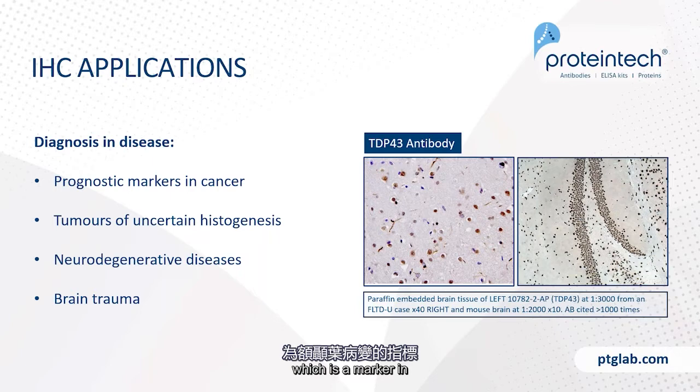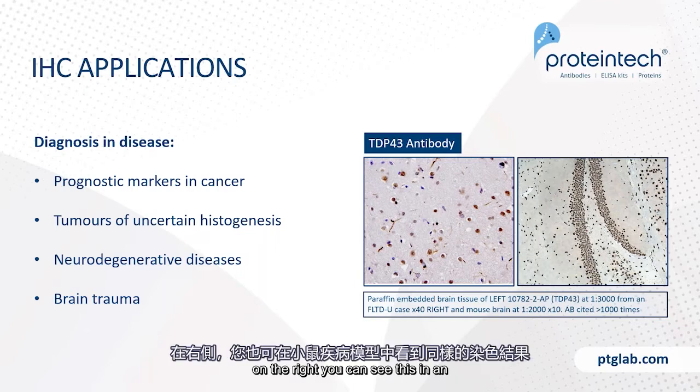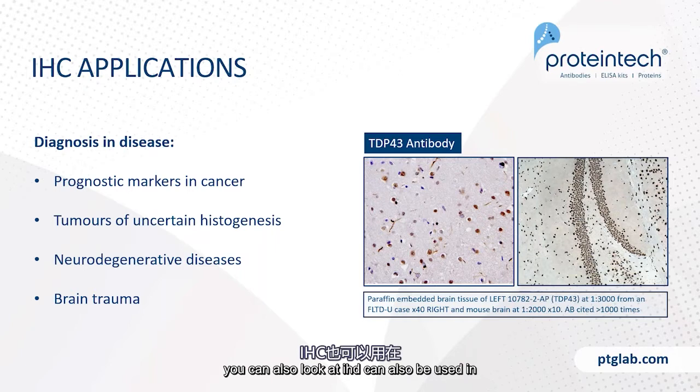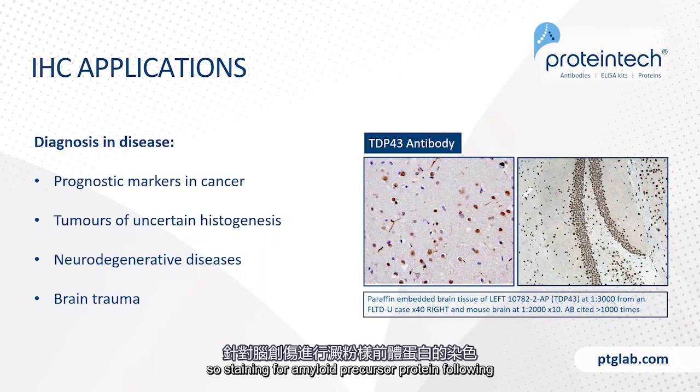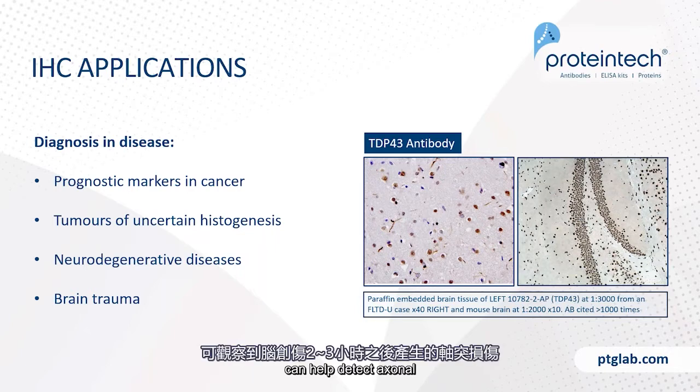Also used in neurodegenerative diseases, so these images on the right here are TDP43, which is a marker in familial frontotemporal lobe degeneration. And on the left you can see this in a patient with this disease, and on the right you can see this in an animal model of the disease in mice. IHC can also be used in identifying brain trauma. So staining for amyloid precursor protein following brain injury can help detect axonal injury as little as 2 to 3 hours following the head trauma.